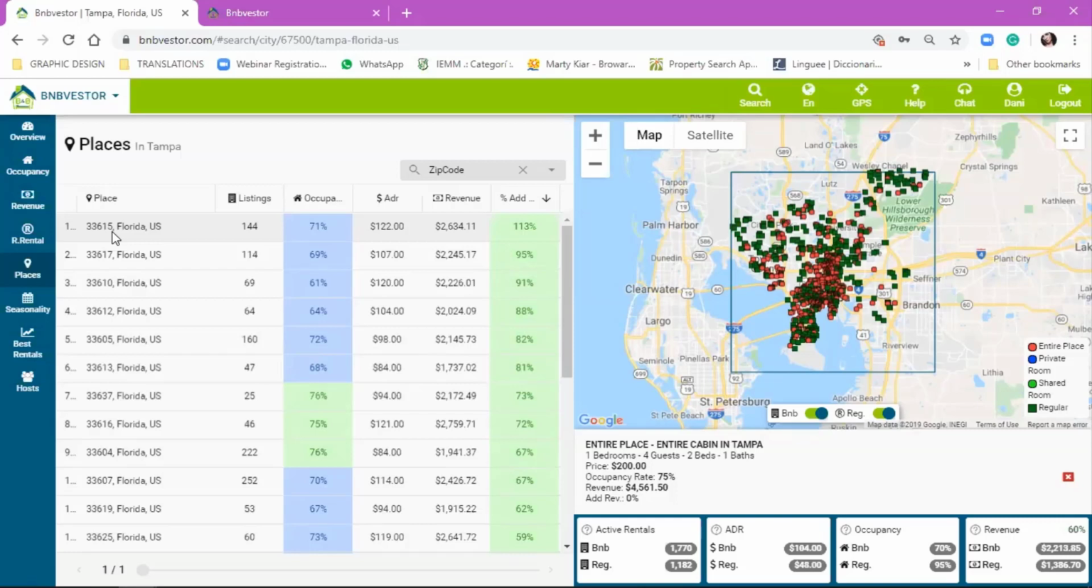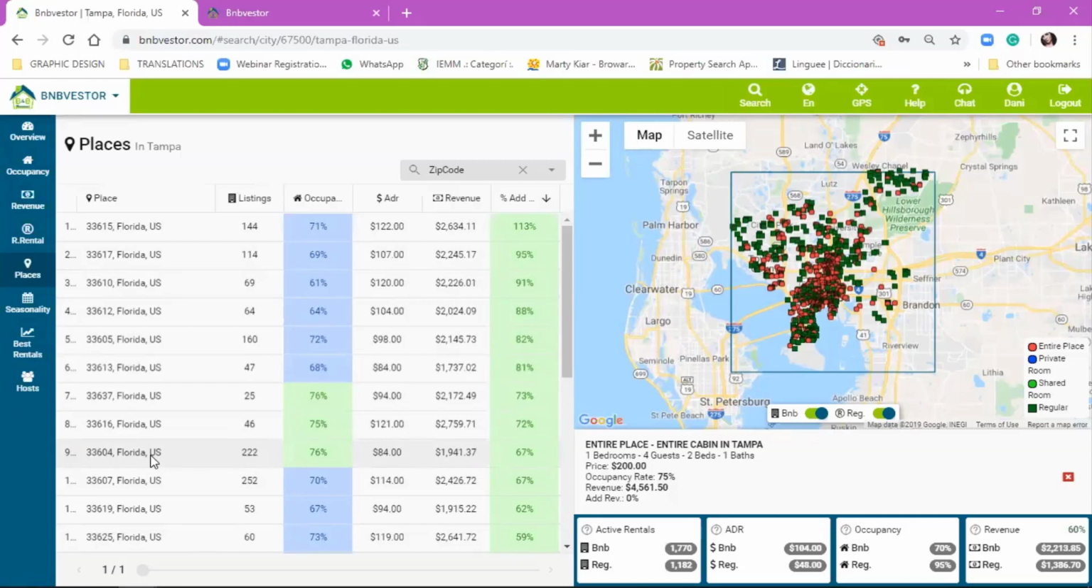Now let's take a look at this. I wouldn't want to analyze though these two, because we have over here 33604, right? Because it has 222 active BNB listings, an occupancy rate of 76%, and an additional revenue of 67% as well. So it's a very good zip code to take a look into.